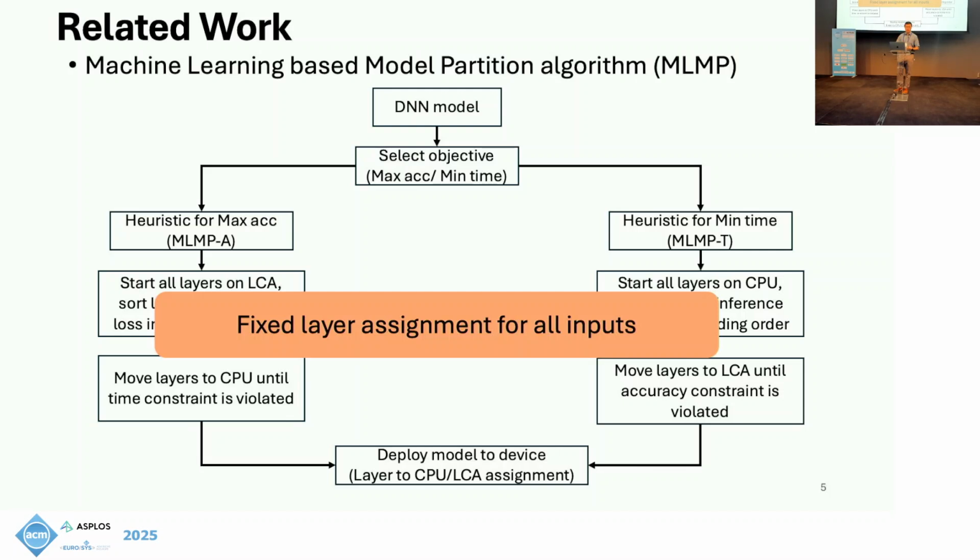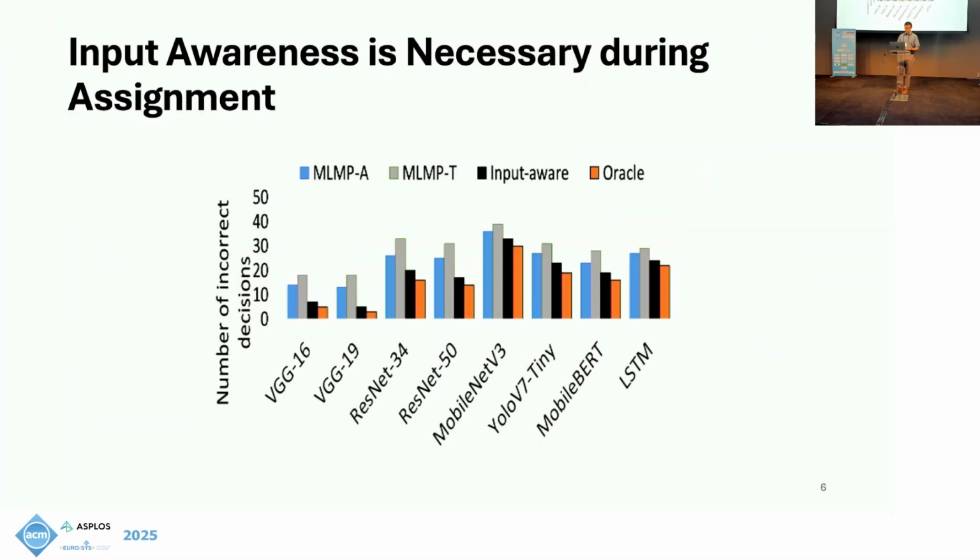So it applies a greedy one-size-fits-all strategy, but often misses better per input solutions. This drawback is also confirmed by our experiment. The figure shows the number of incorrect decisions made by each method compared to the oracle across various models. What is oracle? Oracle is obtained by exhaustively enumerating all the possible layer assignments in order to find the optimal schedule that meets the accuracy guarantee, which is producing the same output label as running all layers on CPU, while at the same time minimizing the inference time.